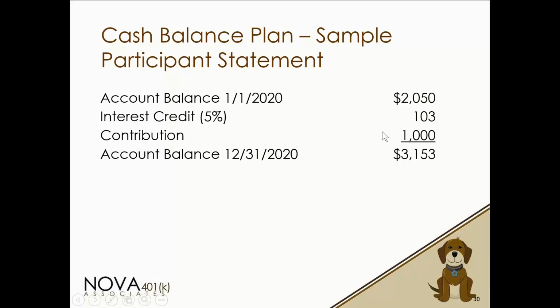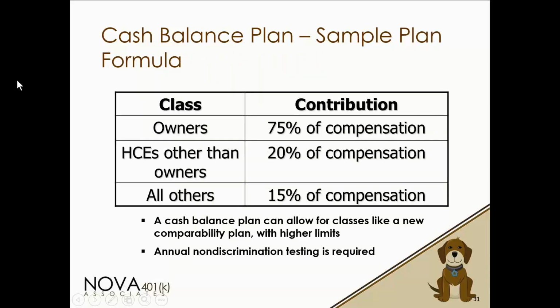Cash balance plan, sample plan formula. This would be one potential formula. Owners get 75% of compensation. Highly compensated employees other than owners get 20% of compensation. All others get 50% of compensation. A cash balance plan can allow for classes like a new comparability plan, but with higher limits. Annual non-discrimination testing is required.